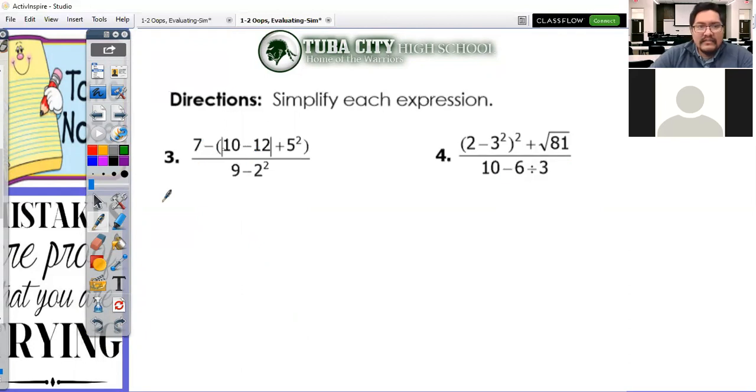All right, so 7 minus, and let's go ahead and use this now, 10 minus 12. So I have a grouping symbol inside of another grouping symbol. So work from the inside. 10 minus 12, now 12 is bigger than 10, and since we're minusing it, it's going to make it into -2.